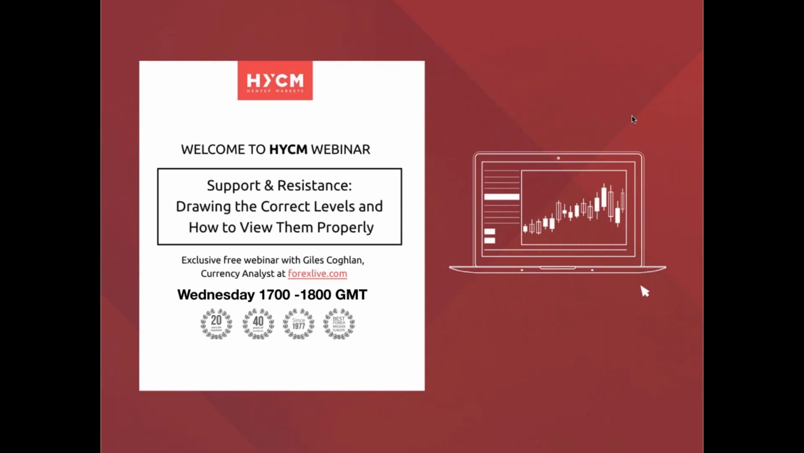The key really is when to use them and how to use them, and we'll be touching on that as we go through this seminar as well. Not only how to draw the levels, but when to use them, and also how to use them to identify entries, exits, and take profit areas. Those three key things that you need to execute a successful trade.